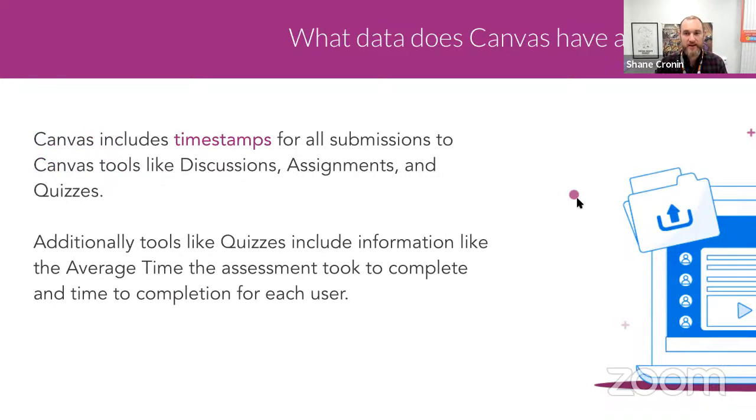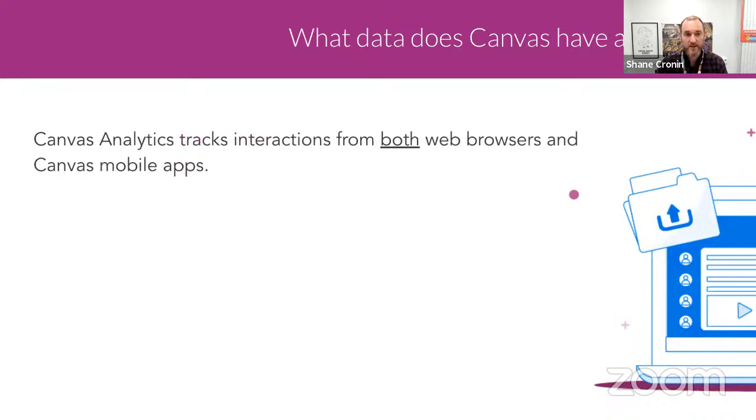Okay, then you have timestamps for submissions. So we all know that things like assignments and quizzes and discussions all have timestamps associated with them. So again, this stuff becomes useful in terms of just figuring out how engaged a learner is with our content. And then the quizzes tool will show you things like average time to take an assessment if you're using it for formative means, for example.